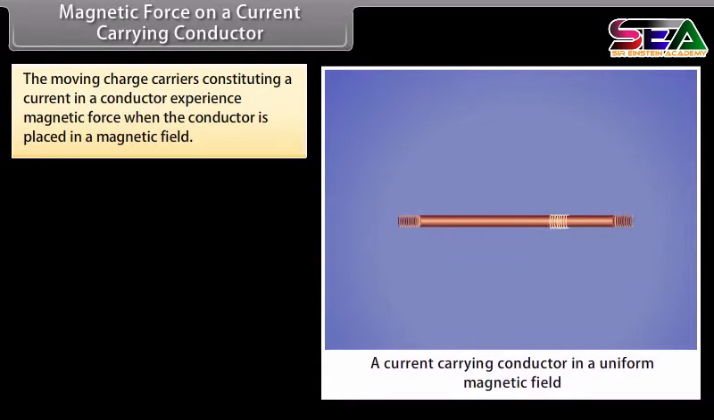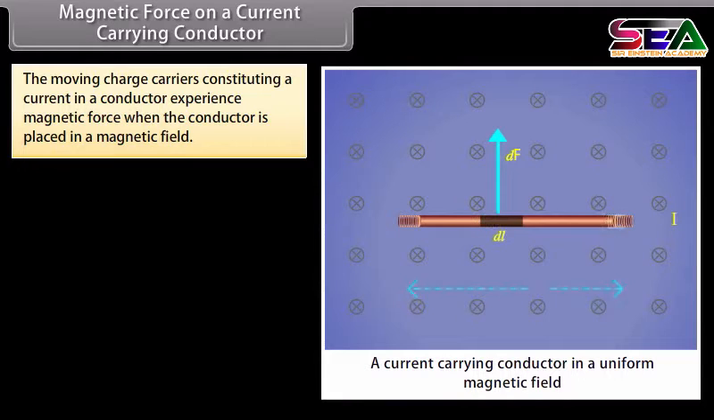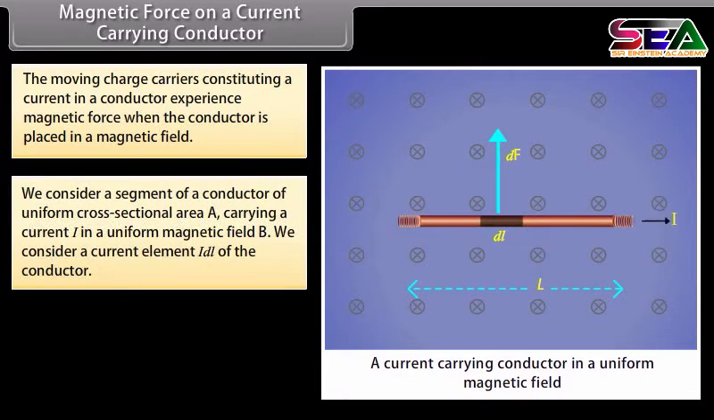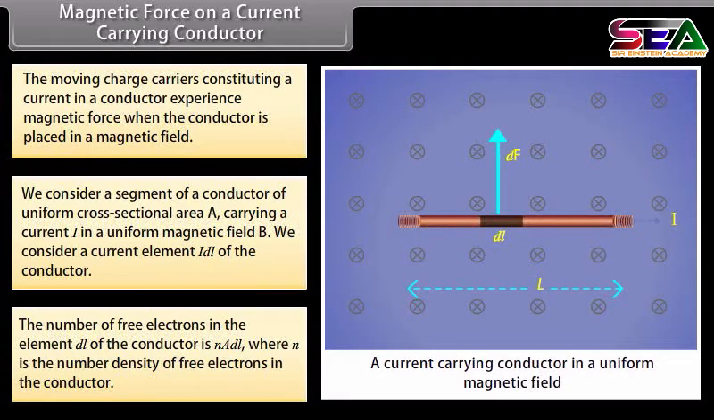Magnetic force on a current-carrying conductor. The moving charge carriers constituting a current in a conductor experience magnetic force when the conductor is placed in a magnetic field. We consider a segment of a conductor of uniform cross-sectional area A carrying a current I in a uniform magnetic field B. We consider a current element I dl of the conductor. The number of free electrons in the element dl of the conductor is n A dl, where n is the number density of free electrons in the conductor.